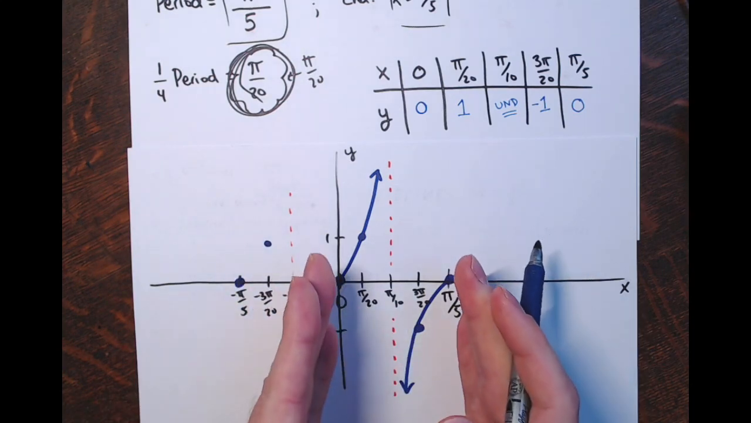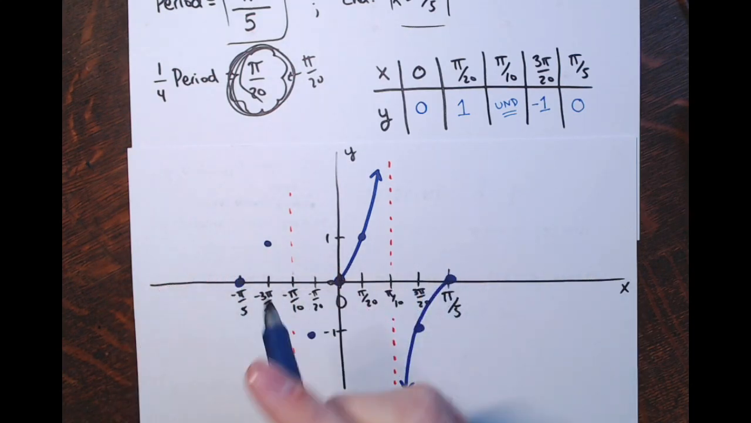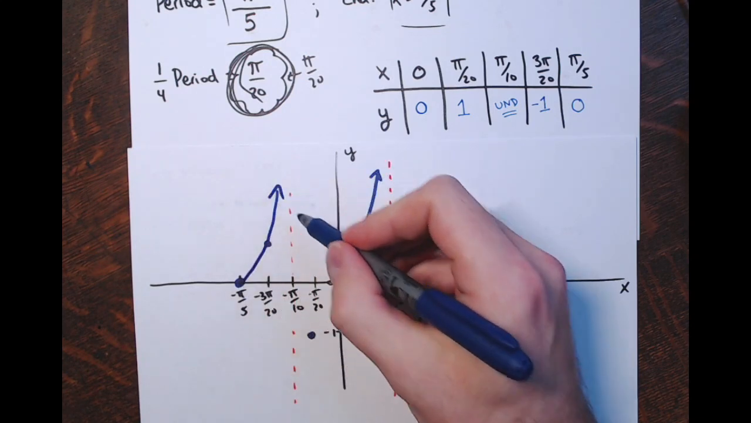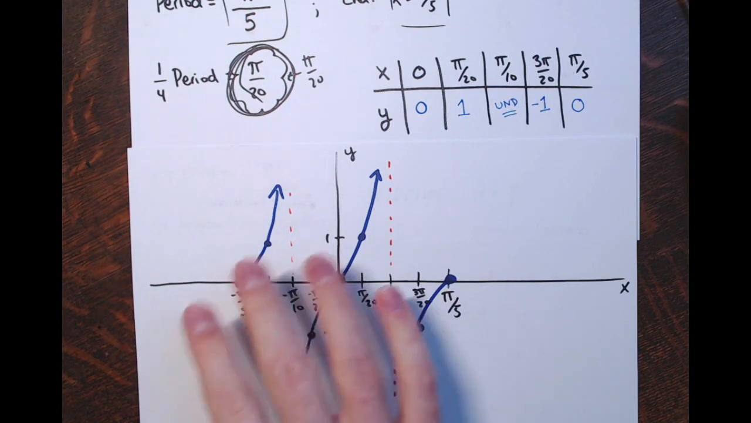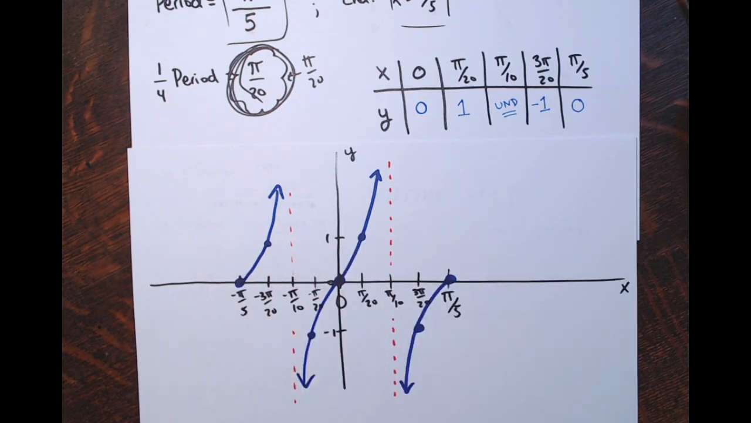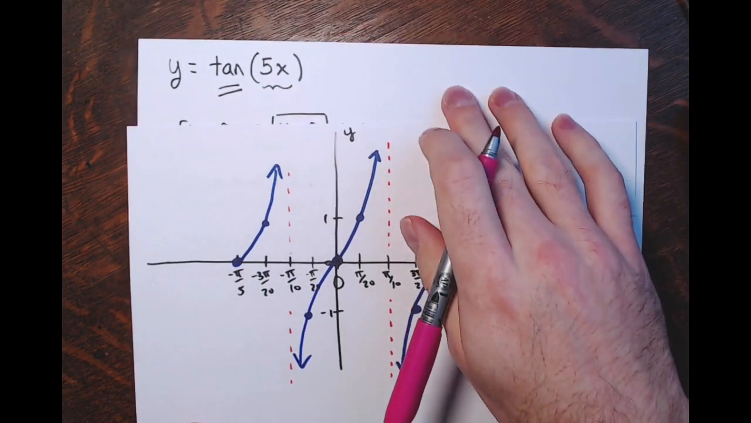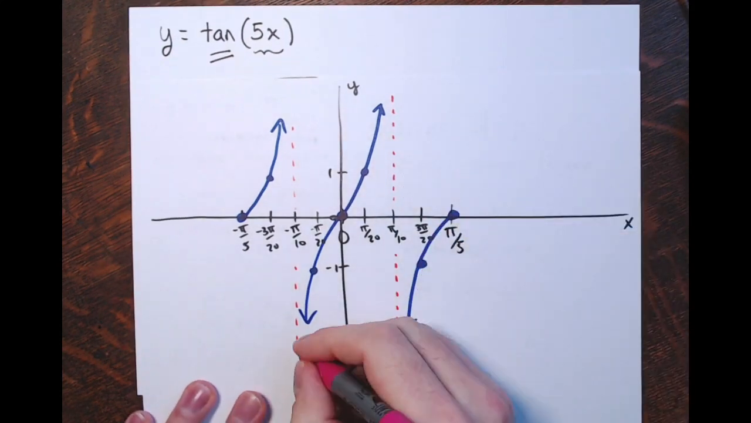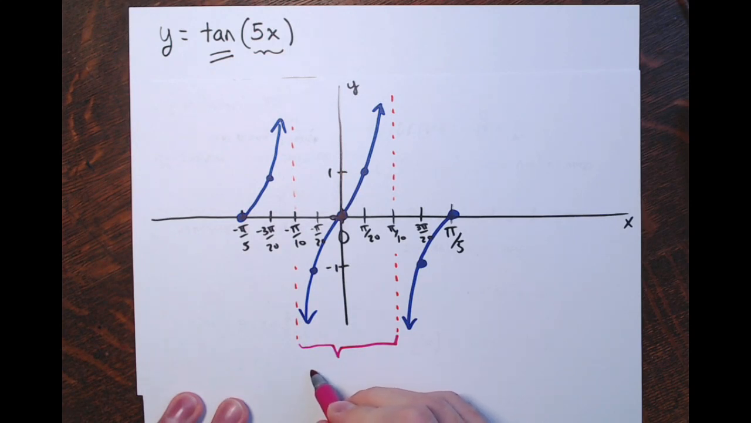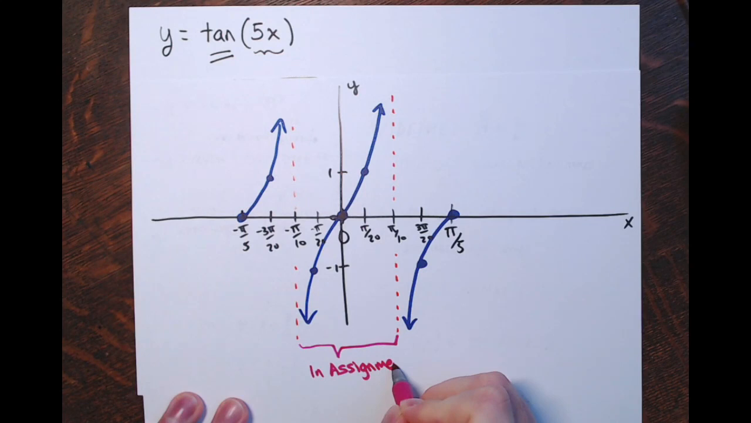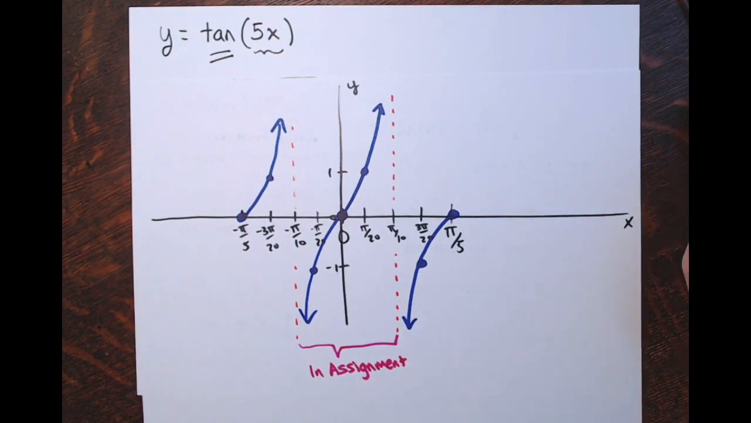Again, I'm just drawing that same picture again here. You got top half to the left of the asymptote, bottom half to the right of the asymptote. And there's two cycles. Here's two cycles of this tangent graph, y equals the tangent of 5x. And we're asked to graph this part here. This is in the assignment. You're asked to give them a graph of one cycle of this tangent function, between two asymptotes.